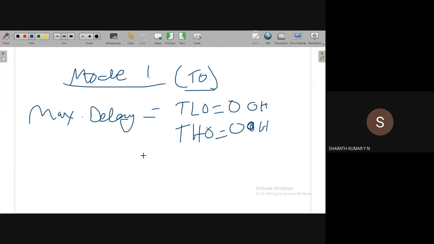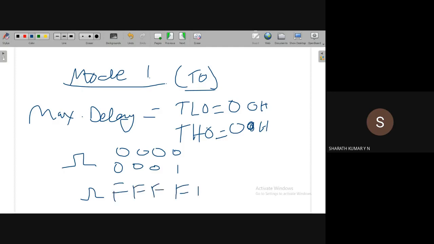Guess why it is so, guys? Because it starts with 0000. On application of the first clock pulse, the count becomes 0001. Like this it goes, and the final count can be FFFFH. On the application of the next clock pulse, the timer resets to 0000. So the maximum number of clock pulses it is counting is 65,536.